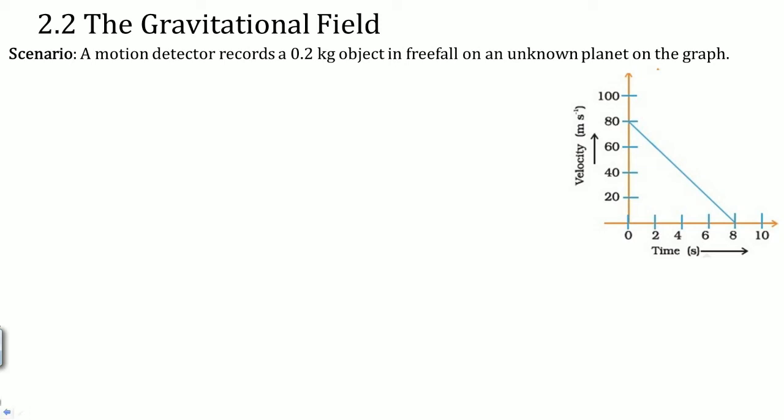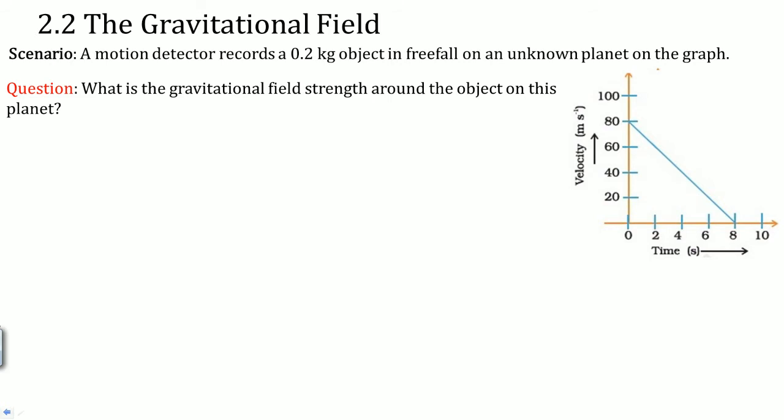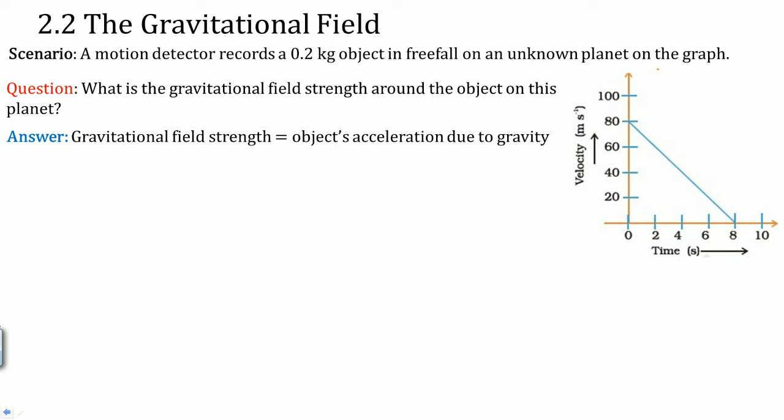Scenario: a motion detector records a 0.2 kilogram object in free fall on an unknown planet on the graph. The question: what is the gravitational field strength around the object on this planet? Please understand that the gravitational field strength is equal to the object's acceleration due to gravity.